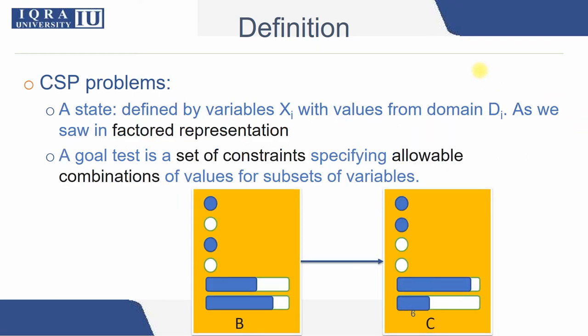In a constraint satisfaction problem, a state is defined by variables: which variables are inside it and what values have been assigned to them. So as you can see, for state B we know which variables exist and which values are assigned to those variables. We can call it a factored representation, and this is the same word we used when defining agents. And what will the goal test be?